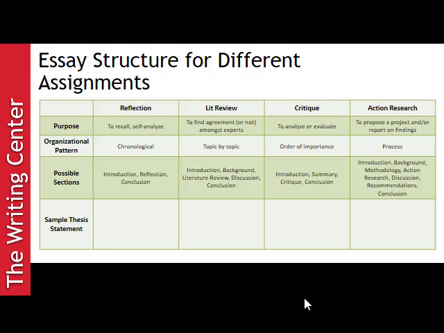And from that come your sections. In a lit review, the sections usually are an introduction, background, a literature review, a discussion, and then a conclusion. The background, lit review, and discussion would all be part of the body. While in an action research project over here, you'll have an introduction and a conclusion again, and then the body would have some extra sections: a background, usually a methodology section, the action research, a discussion, maybe recommendations. So again, the actual sections in each kind of essay are a little bit different depending on the essay that you are writing.